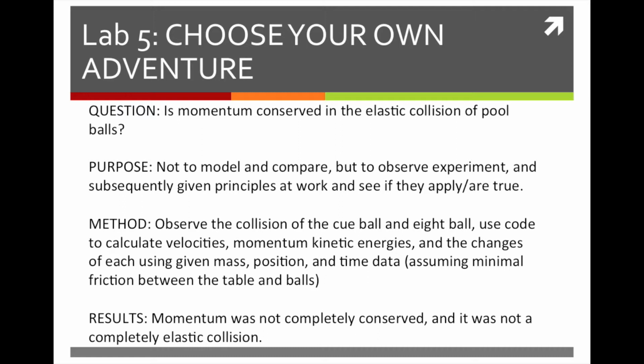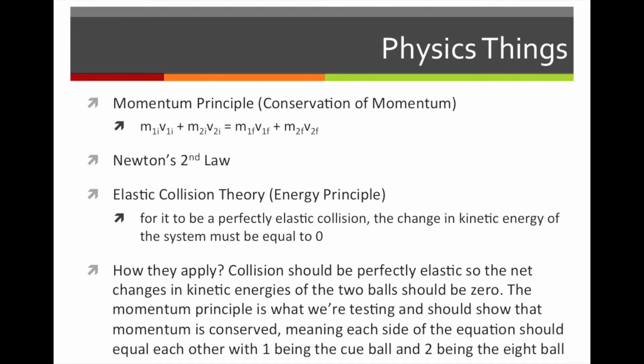How I'm going to do this is I'm going to observe the collision of a cue ball and an 8 ball, and use Python to calculate the velocities, momentum, and kinetic energies, and the changes of each of these, using given mass, position, and time data, assuming minimal friction between the two balls. What I got from this was that momentum was not completely conserved, and it was not a completely elastic collision. So I'll go on to explain that in a second.